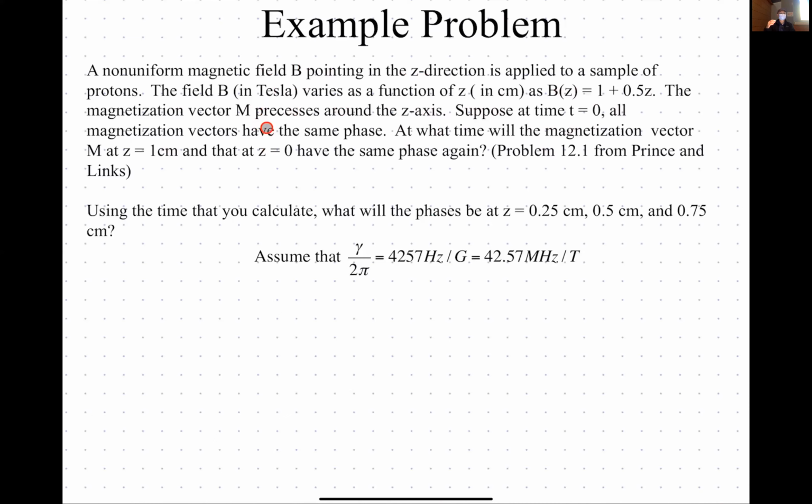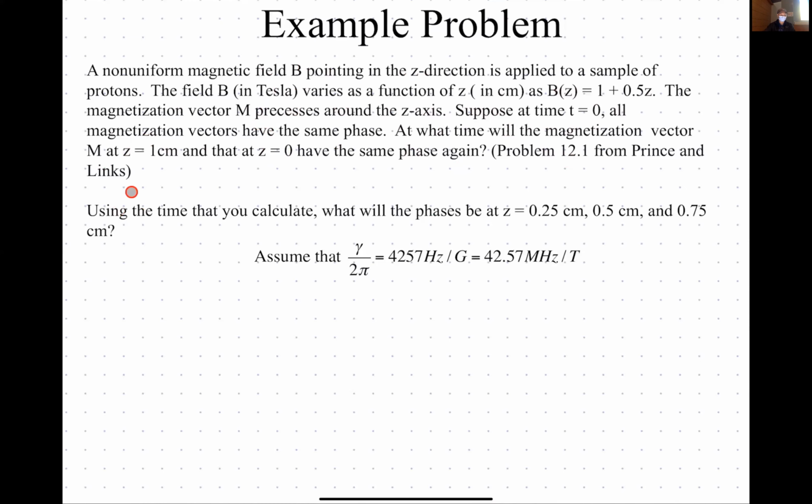But now they're going to get out of phase because they're in the presence of a gradient. All right. So the question is, at what time will the magnetization vector at z equals 1 centimeter and z equals 0 have the same phase again? So this is exactly problem 12.1 from Prince and Links.